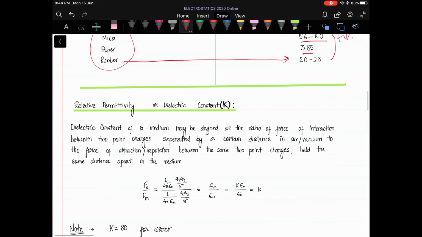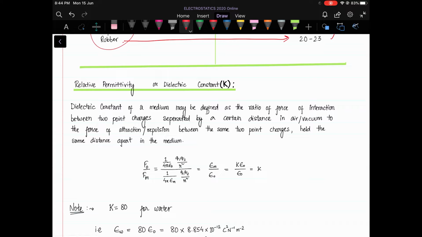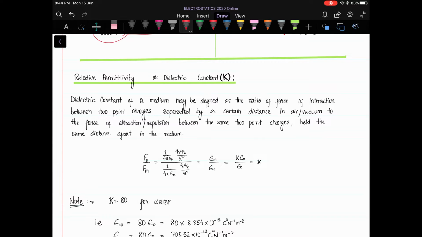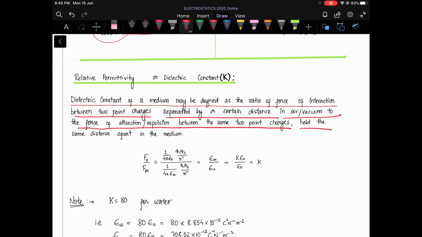So what is the definition of this dielectric constant that we are talking about? Let's look at the definition of relative permittivity or dielectric constant. When I say relative permittivity, I must mention the medium, and even when I say dielectric constant, I have to mention the medium. So we write: the dielectric constant of a medium may be defined as the ratio of the force of interaction between two point charges separated by a certain distance in air, vacuum or free space to the force of attraction or repulsion between the same two point charges at the same distance apart in the medium.